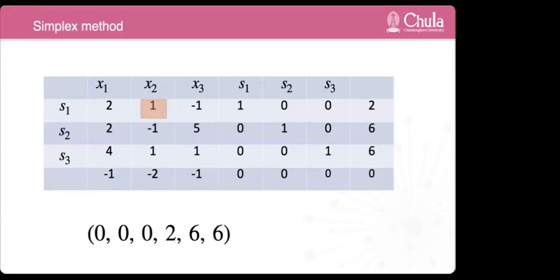So at first, at initial, our basic variables include S1, S2, S3, right? X1, X2, X3 are non-basic variables. That means they are 0, 0, 0. So we are at 0, 0, 0, 2, 6, 6.